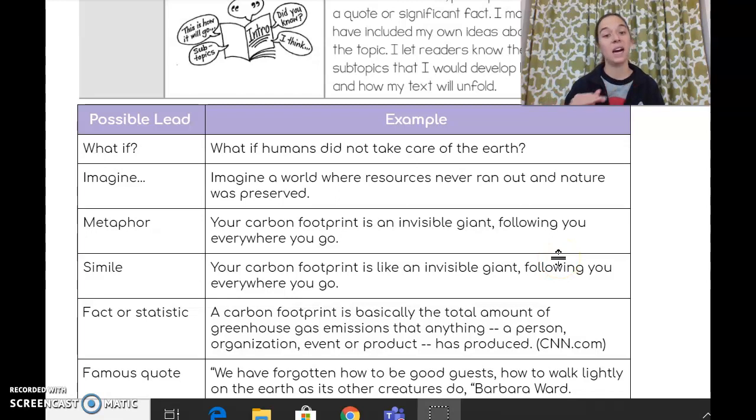So here are some examples or ways that you can do this. You are not, and I'm going to repeat that, not limited to this list. These are just some ideas to get your brain going, okay? But if you have a better way to do it, please do that, okay? So you could do a what if question. These are all going to be based off of our sample topic, which is carbon footprint. So what if humans did not take care of the earth? Really interesting question, gets your reader interested. You could do an imagine statement. Imagine a world where resources never ran out and nature was preserved, right? That gets you thinking, that gets me interested.